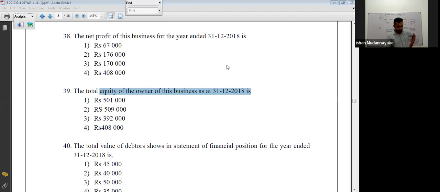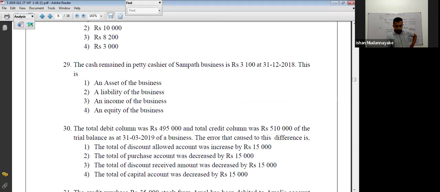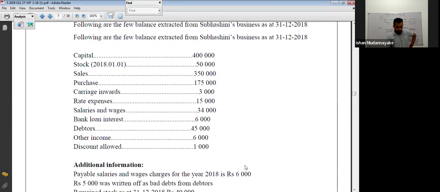First one, right. And others? What is the answer for question 38? First one. And then how to calculate equity of the business? Equity. I got a few answers. Here you calculated profit of the business. Look at the question.